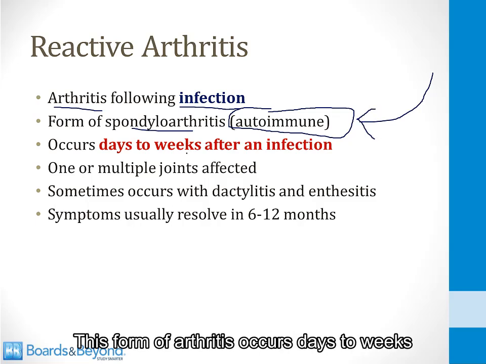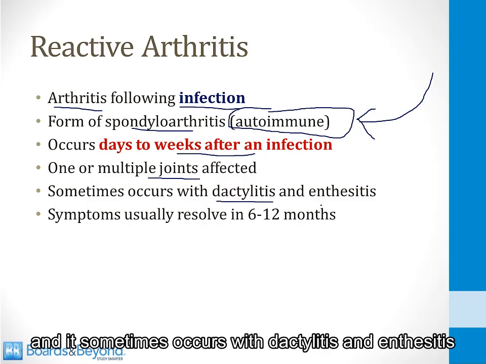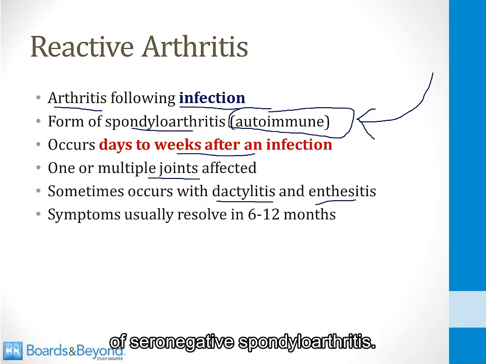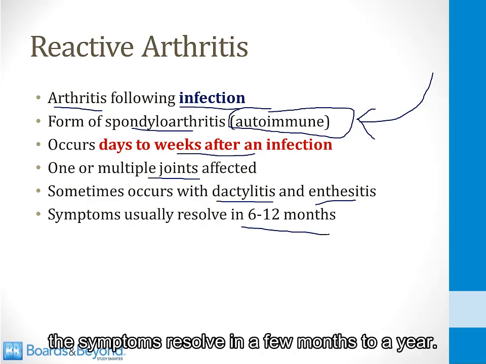This form of arthritis occurs days to weeks after an infection. There can be 1 or multiple joints affected, and it sometimes occurs with dactylitis and enthesitis, and that's why it's considered a form of seronegative spondyloarthritis. And usually this is a temporary condition. The symptoms resolve in a few months to a year.